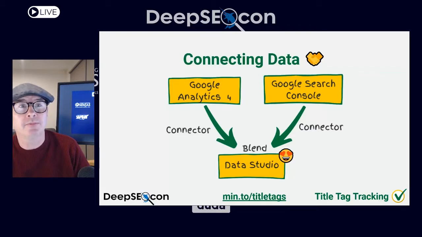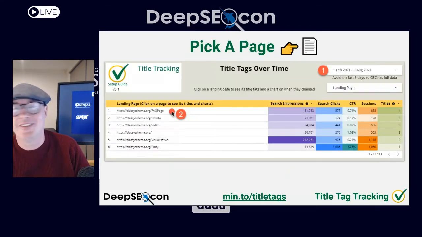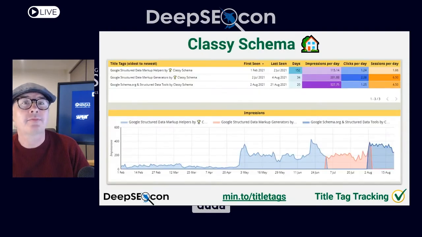So let's have a look at the report, which I'm glad we've got slides for on this. This is the initial part of the report. The first thing to do is select a date range, typically a long one to cover multiple titles. The table here lists all of the pages that showed in search for that time period. And I've included information from both Google Search Console and GA4, such as clicks and session counts. You can also see how many titles existed during the selected period. This helps you identify pages that are worth checking. At this point, you would click on the page you are interested in.